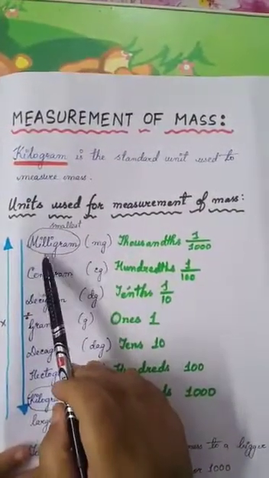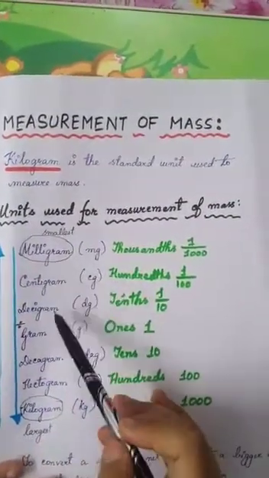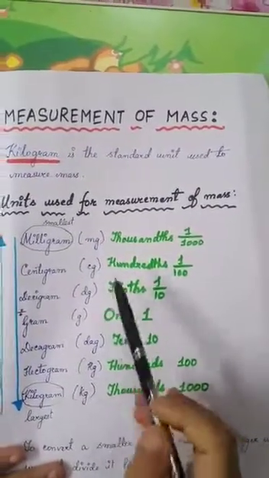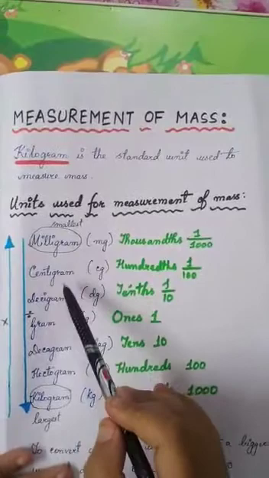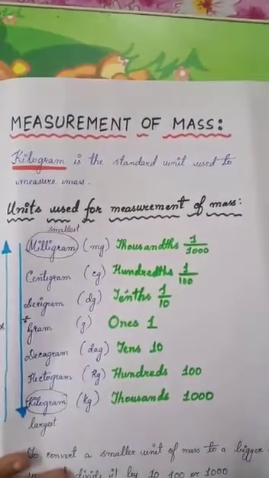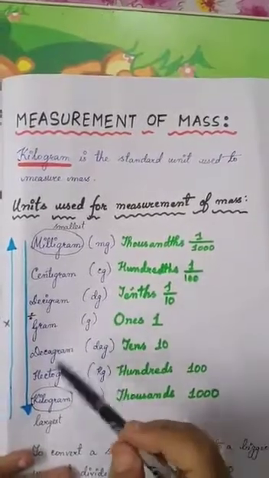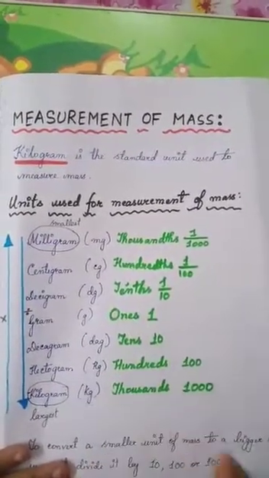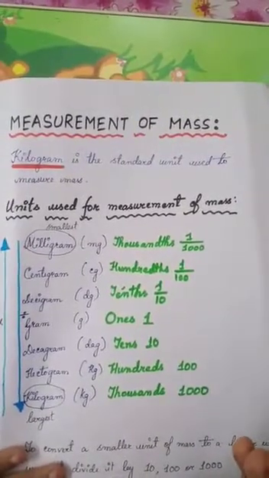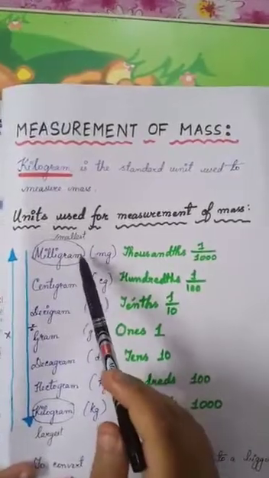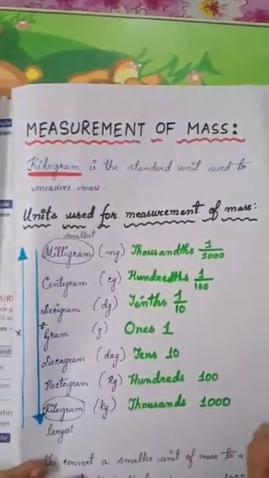Now the various units used for measurement of mass are given here. They are milligram, centigram, decigram, gram, decagram, hectogram and kilogram. The units like milligram, centigram and decigram are used to measure lighter masses, that means small mass. And the units like decagram, hectogram, kilogram are used to measure heavy masses.